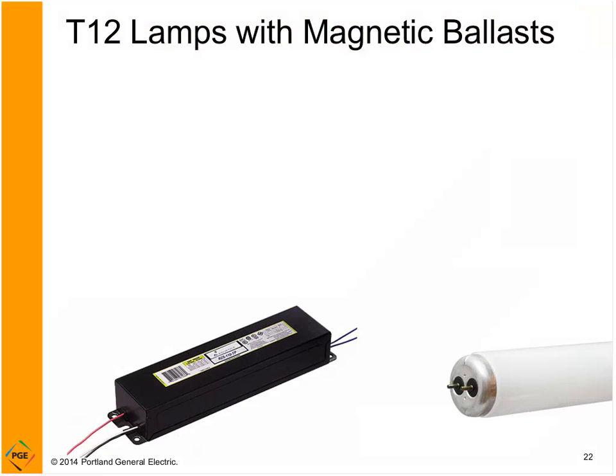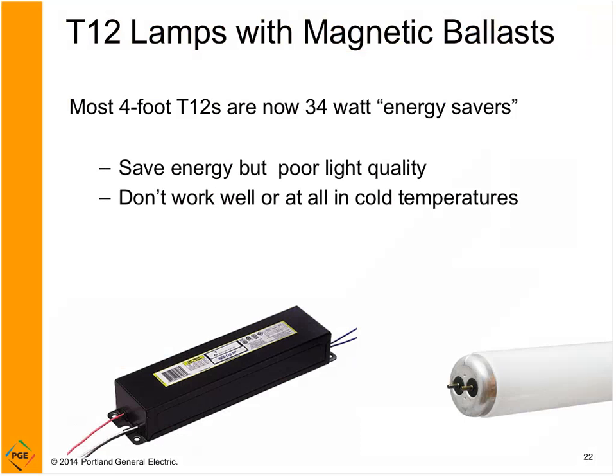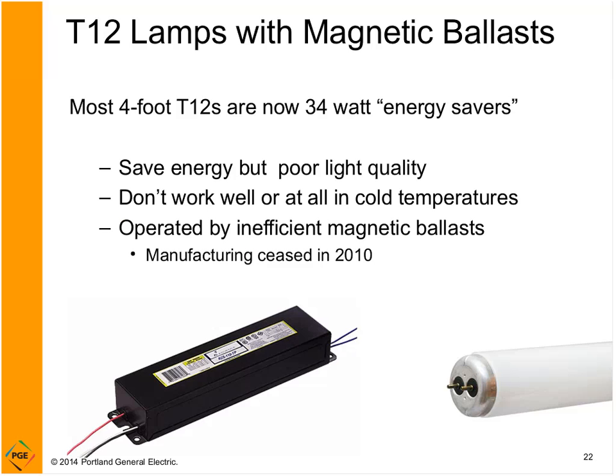Okay, so let's switch now over to choices in the linear fluorescent lamp family. This is the most common commercial light source. Most 4-foot T12s are actually 34-watt energy savers. They save energy, light quality is poor, they don't work well in cold temperatures. They're also operated by inefficient magnetic ballasts, which they don't make anymore.